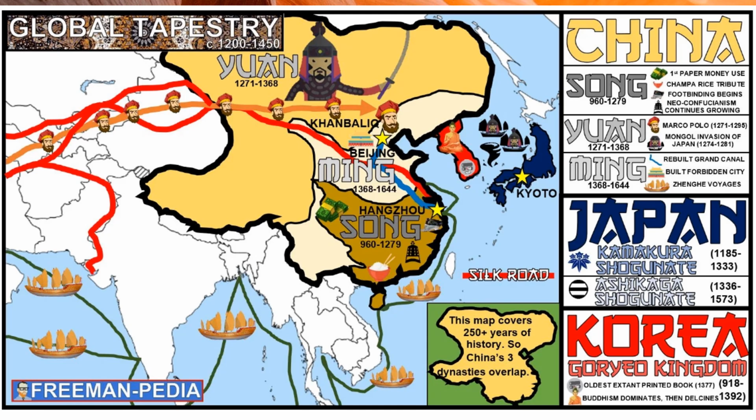You've also got Korea. You have Japan right here. All right. And then right here he puts a little nugget of information. So this map covers over 250 years of history. So that's why you see the overlapping right here of the different dynasties in China. And I love it. He's hilarious. He puts little heads representing Marco Polo into East Asia at this time as well.